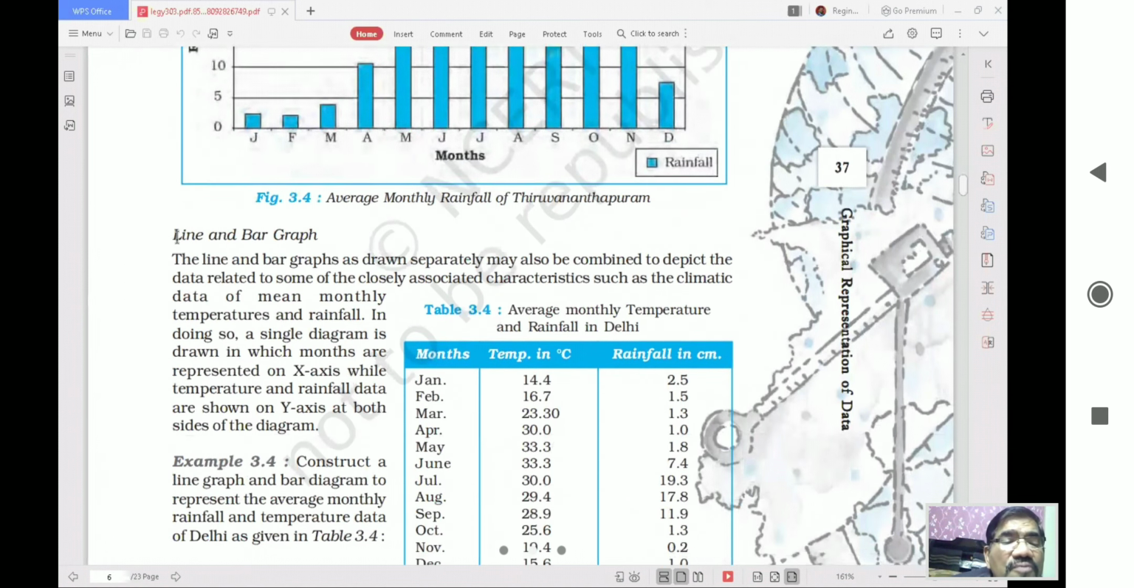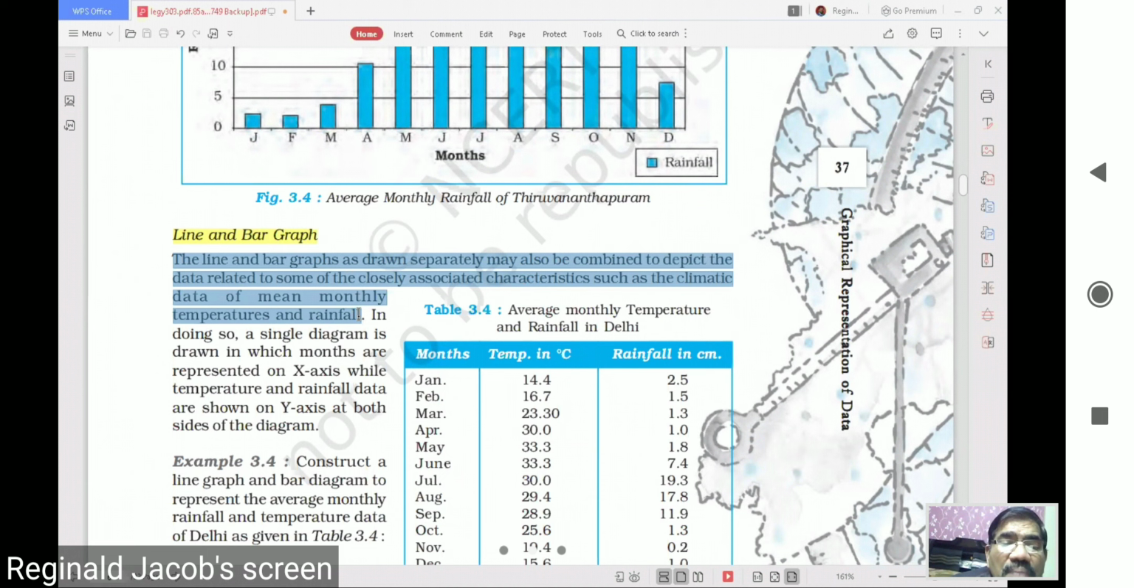Now if you see, it is called a line graph and bar graph. Now what is a line graph and bar graph? A line graph and bar graph is a graph in which both the things are shown together. A line is also shown and the bar graph is also shown. That is why it is called a line and bar graph. Okay, so I have highlighted that.